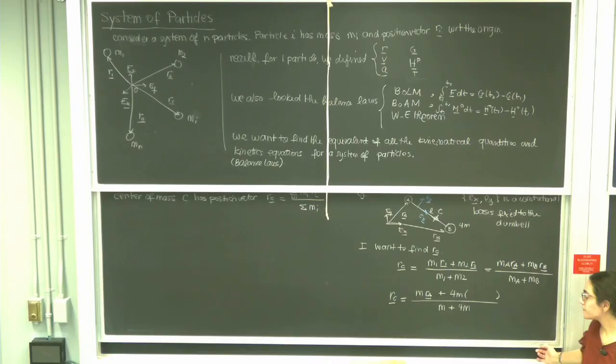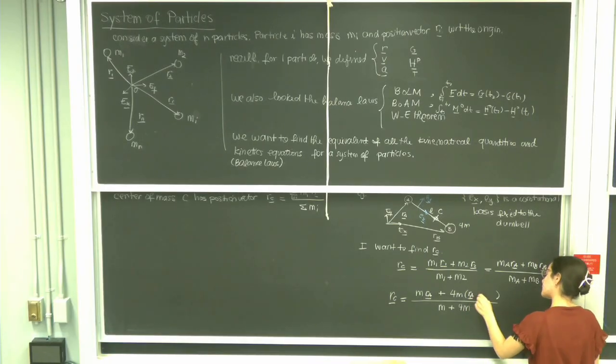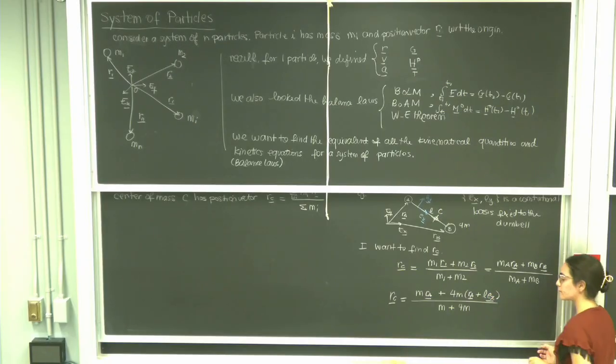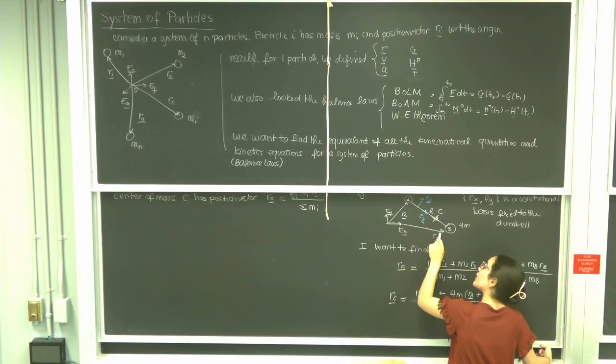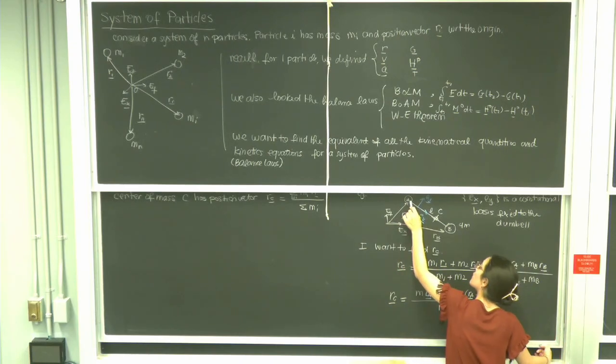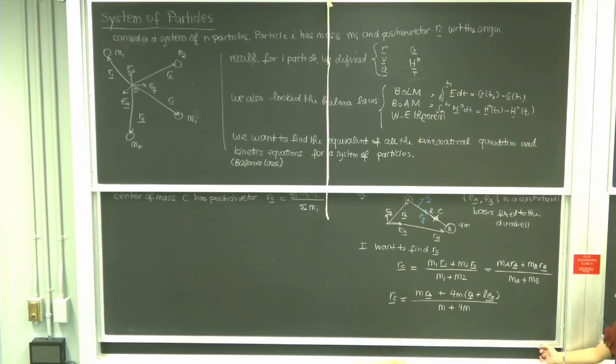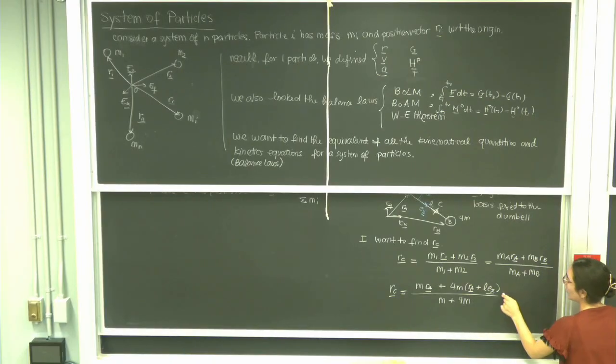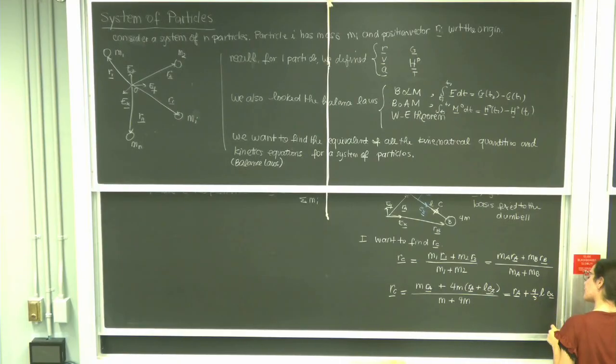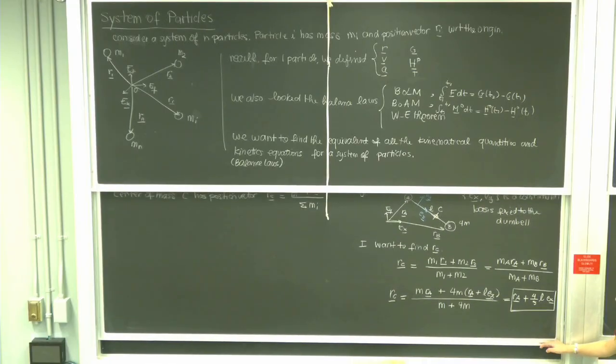Yes? Raise your hand if you agree that I can write RB this way. Does that make sense? So RB, just from the definition of summing vectors, I can write as this vector plus that vector, adding the vectors head to tail. So now I can simplify this expression to get that RC is RA plus 4 over 5 L Ex. So this is the position vector of the center of mass.